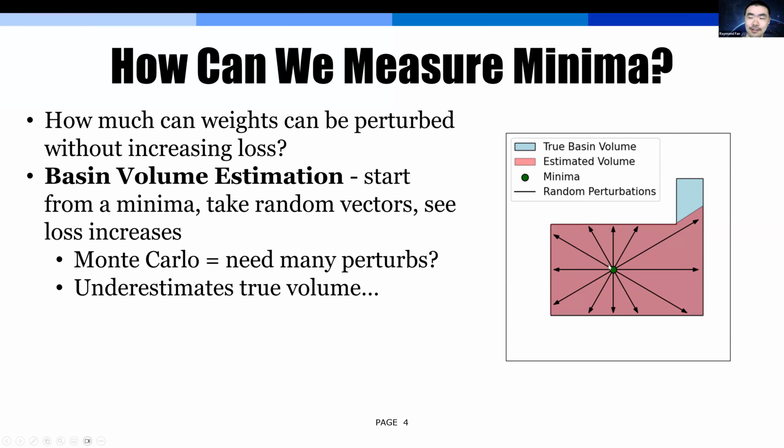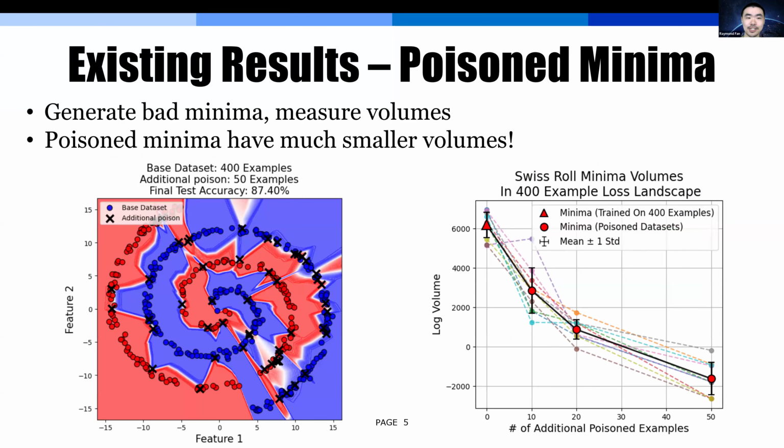But they used this technique anyways, and in their existing results, what they did was that they generated a bunch of bad minima. And what bad minima means here is that you can imagine we have some sort of good classification problem like the Swiss roll over here, and then we just add in some data samples that are incorrectly labeled, these X's, and as a result, we'll learn something that learns the training data perfectly, but it has a pretty terrible test accuracy. It's basically something that we would hope we would never get from deep learning, and we don't ever get.